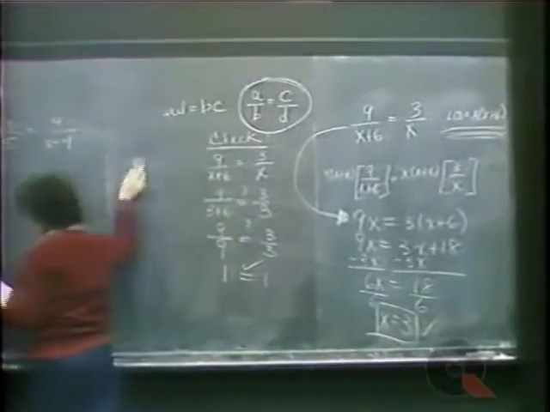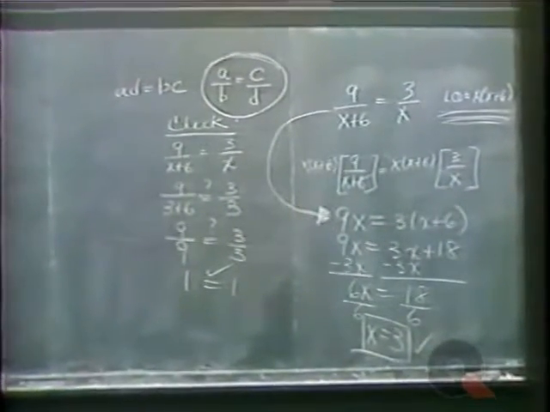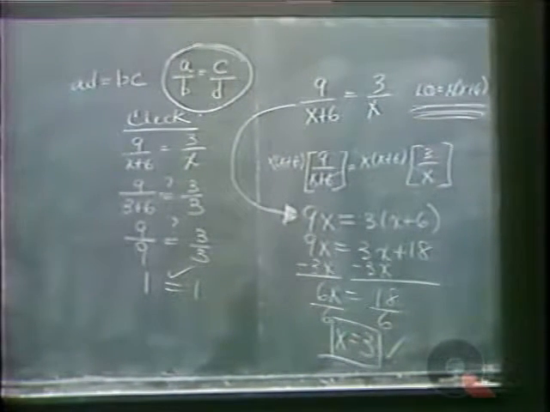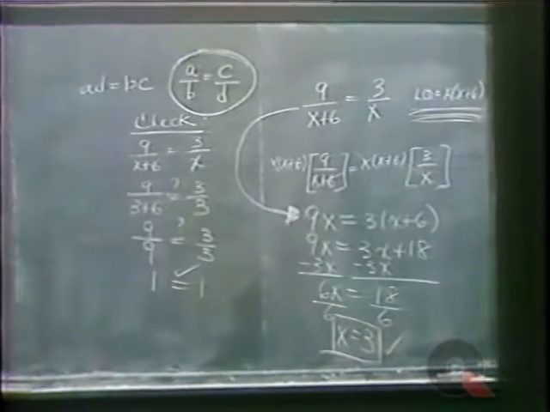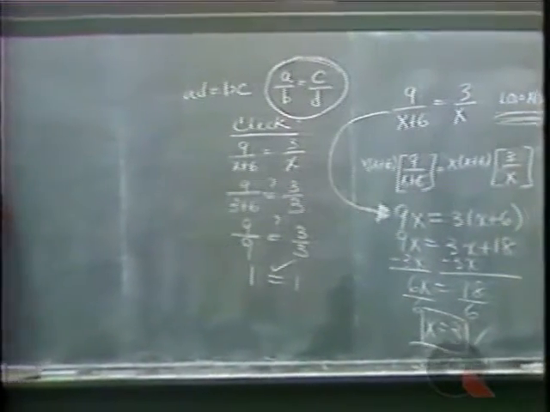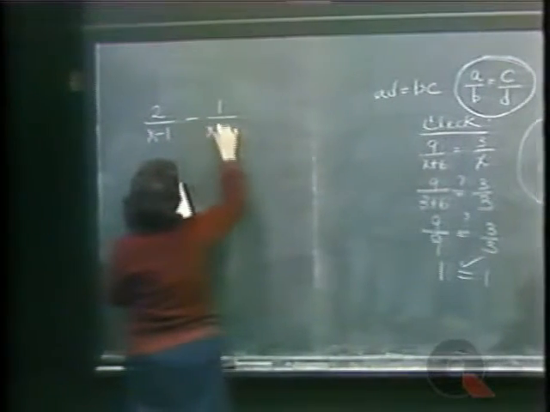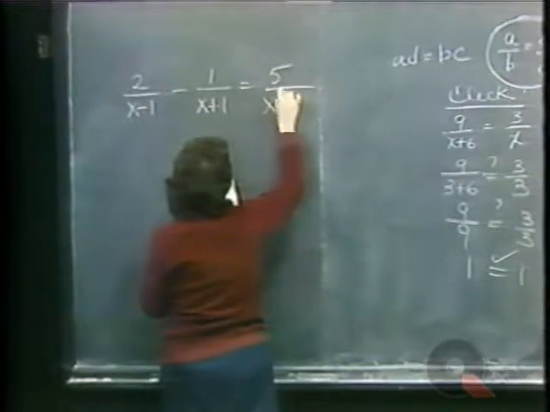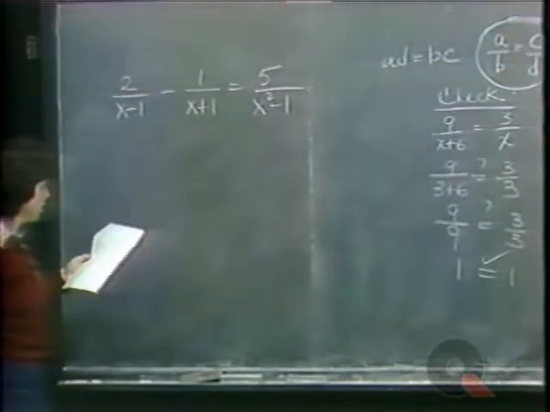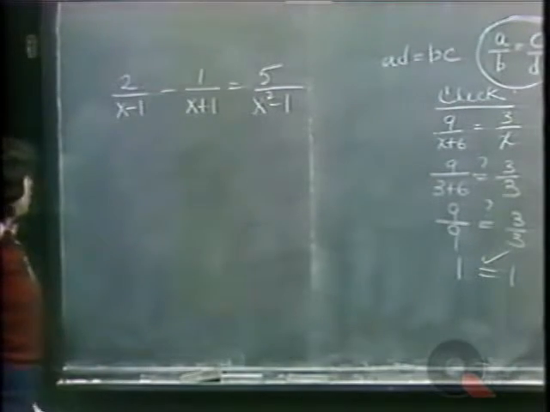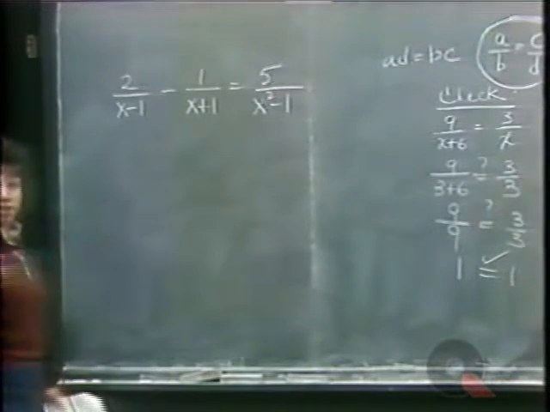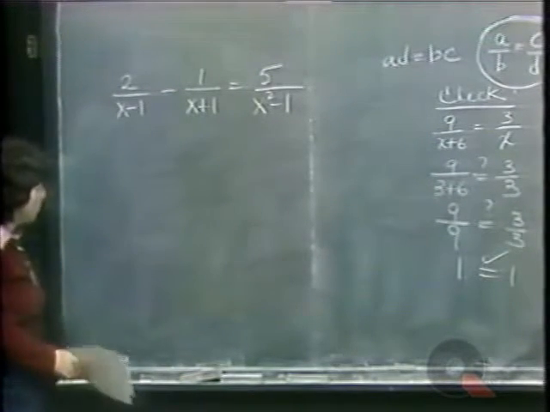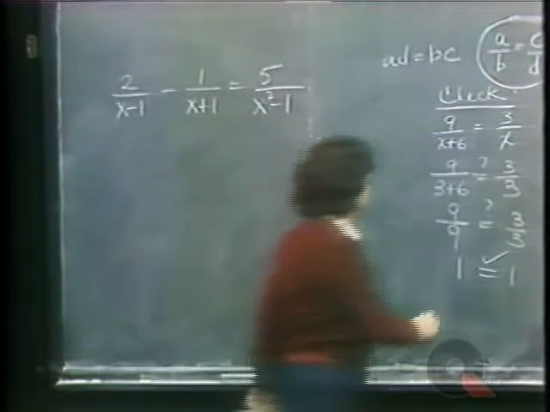This fractional equation has a quadratic expression in the denominator, but it's basically handled the same as the other ones. 2 over x minus 1 minus 1 over x plus 1 equals 5 over x squared minus 1. If you want to, you can try this problem on your own, shut the tape off, try the problem, and turn it back on when you think you have found the solution. So we're going to try to solve this equation for x.